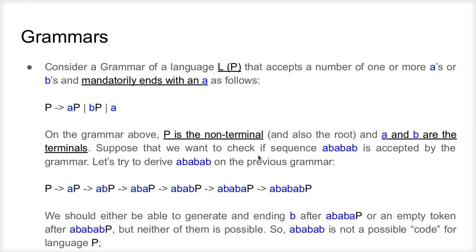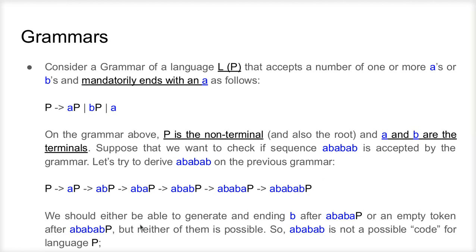Suppose that we want to check if the sequence AB, AB, AB is accepted by the grammar. So let's try to derive this on the previous grammar. We make a series of derivations, and then we reach this state here: AB, AB, AB, and then the non-terminal P.